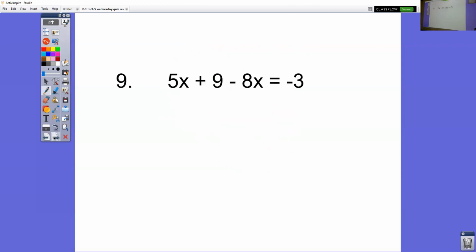Taking a look at question number 9. In question number 9, we have letters on the same side of the equal sign. When you have letters on the same side of the equal sign, you want to add together your like terms. Make sure that you pay attention to the signs that are in front of the number. So what we're really adding together here is a +5 and a -8. Go ahead and try this question on your own, please. Pause the video here.